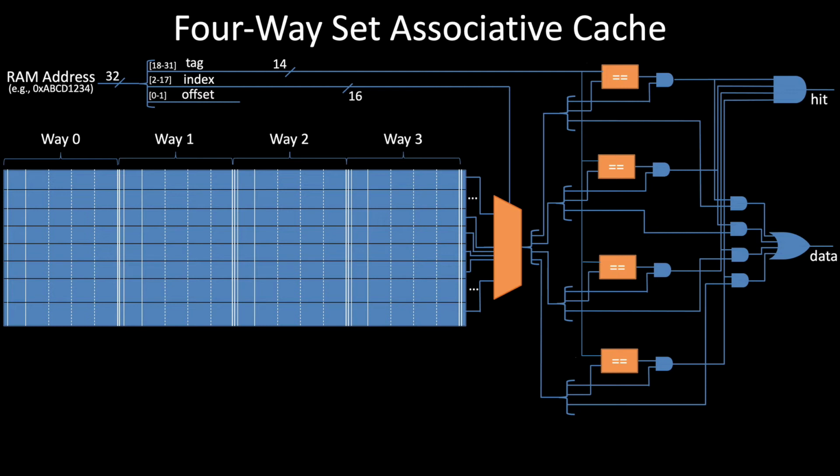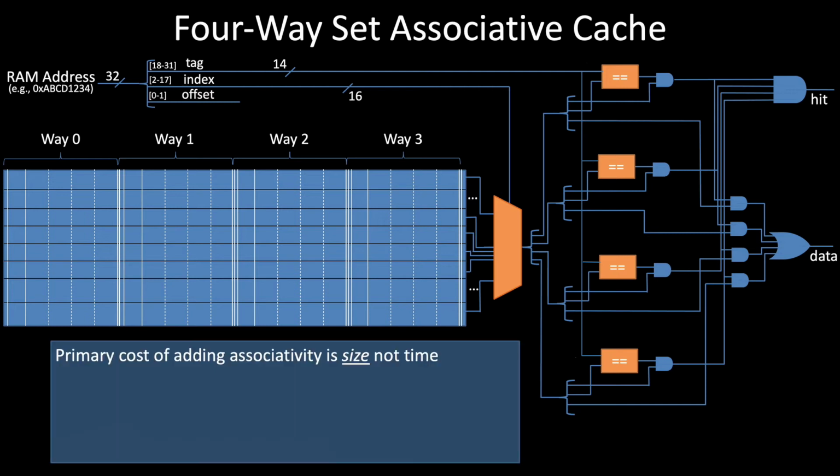Notice that the primary cost of adding associativity is size, not time. Those of us who work more with software than hardware are often naturally inclined to picture this associative cache searching through a line for a matching tag. And when we think about searching, it's hard not to picture a linear search. That's not at all what's happening here.